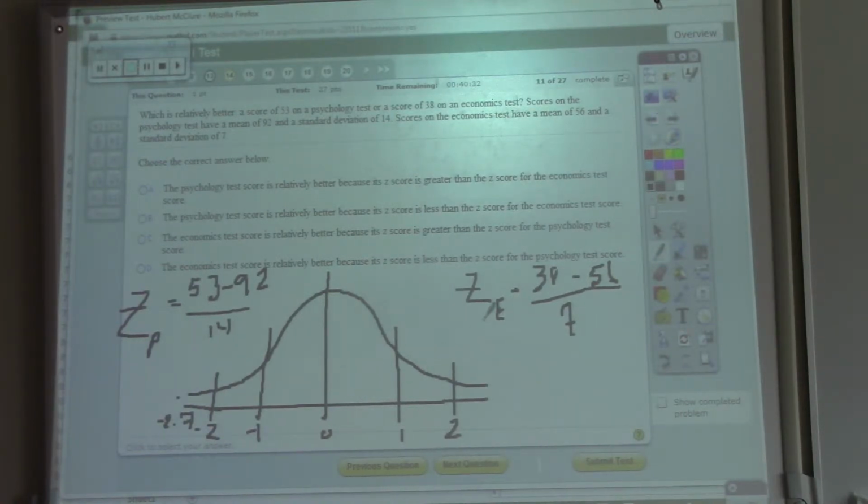All right. The other one's -1.7. Negative 1.7, which is, let's say this is negative 2.7, we'll say right about here. Negative 2.7 is right in here. I thought you were putting the 1.7 there. 1.7 is right in here. So the econ test is better, relatively, because it's closer to 0.